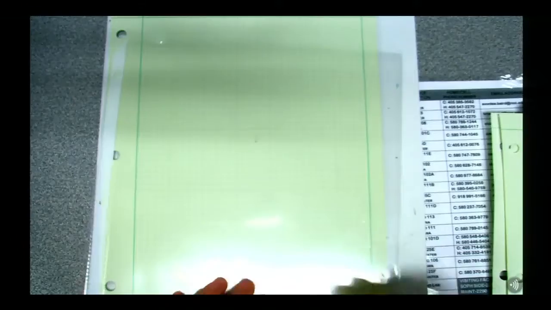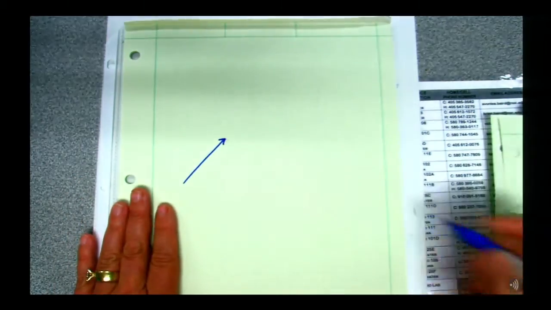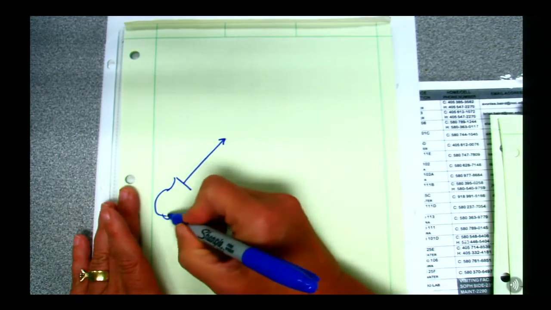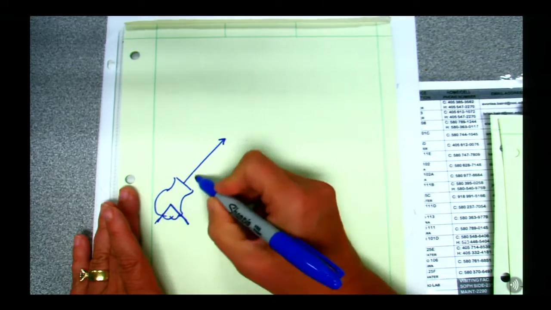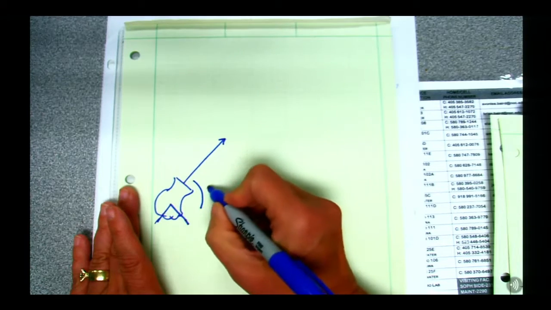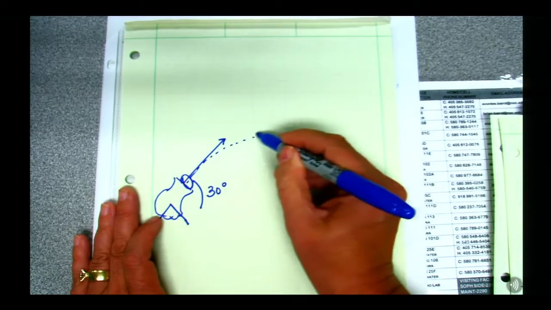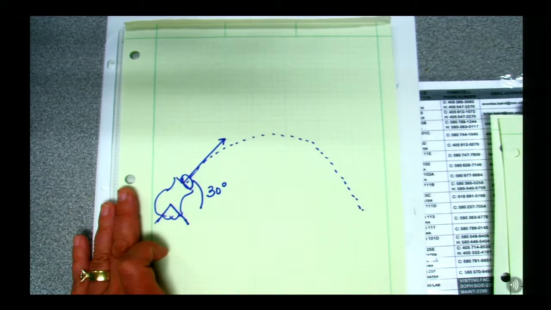Now, the reason we do this is because now if I'm in 2 dimensions, and I've got a vector, and what we're going to have here is my cannon, and I'm going to actually show you a cannon here in just a second. My cannon is going to form an angle of 30 degrees. And we shoot a cannonball out of that cannon. We know what happens, right? It's going to follow a path that looks like this. It's projectile motion.